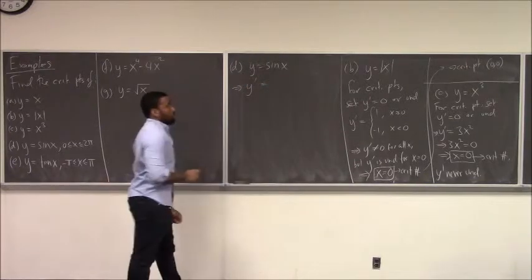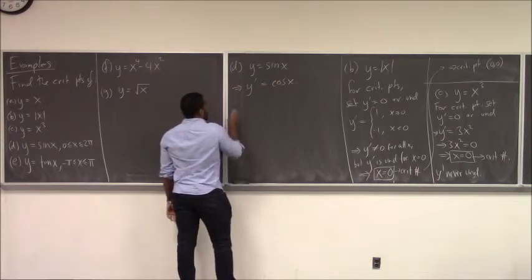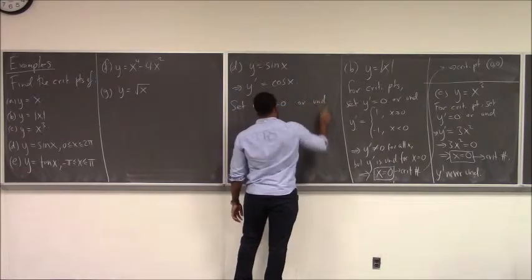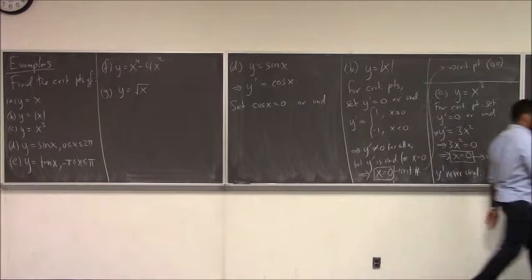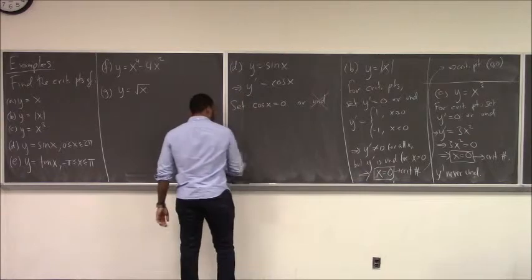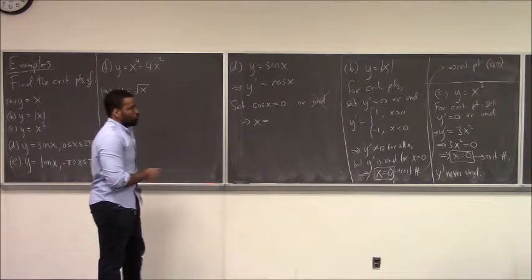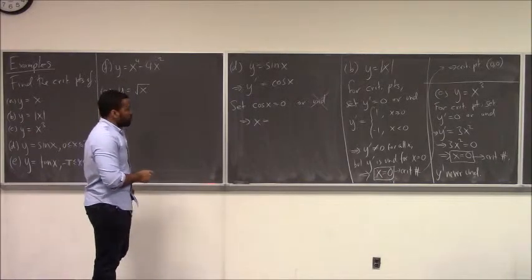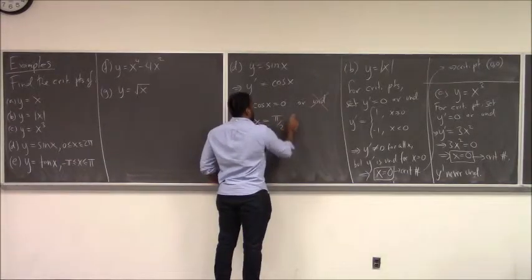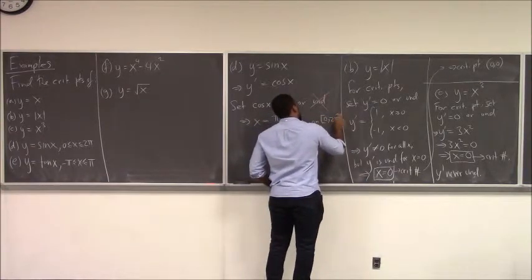The derivative? Cosine x. So here we're going to set cosine x equal to 0 or undefined. And cosine x happens to never be undefined. It's continuous on the entire real line. So you can, of course, ignore this part. But where's cosine of x equal to 0? Pi over 2 and 3 pi over 2. That's on the interval 0 to 2 pi.